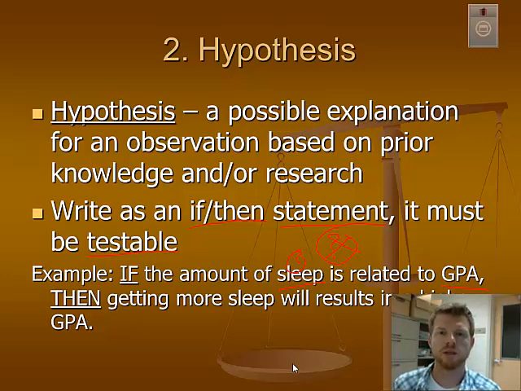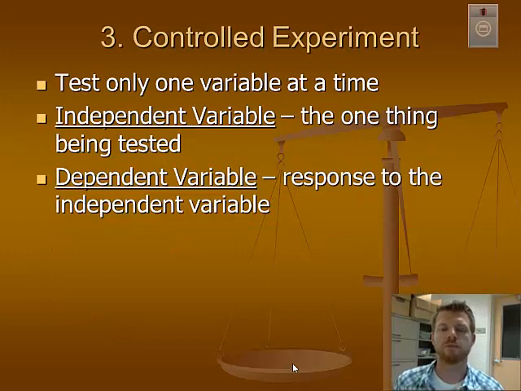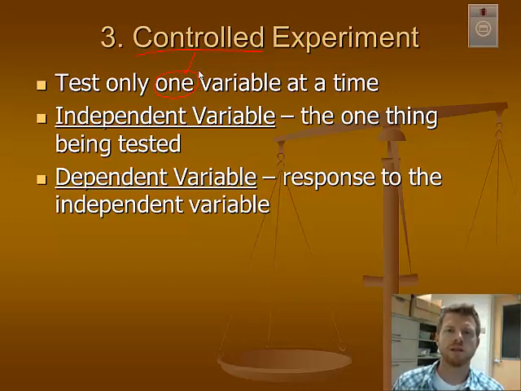Step number 3 is a controlled experiment. It's called controlled because we're only testing one variable at a time. So we're controlling everything, including the variable that we're testing. The word for that variable is independent. So this is the one thing we want to test. Sometimes it's called the manipulated variable.